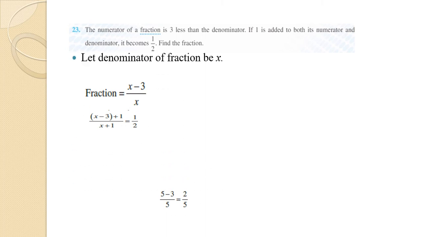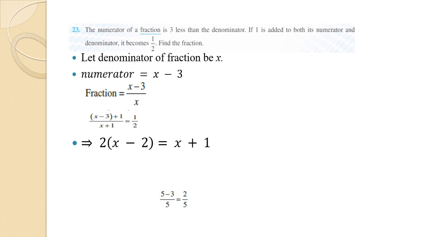So I have taken, let the denominator be x. They are saying the numerator is 3 less than the denominator, so the numerator will be x minus 3. And I can write the fraction as x minus 3 divided by x. Now, according to the next condition, if 1 is added both to the numerator and denominator, the fraction becomes 1 by 2. So I will write x minus 3 plus 1 divided by x plus 1. It will be equal to 1 by 2.